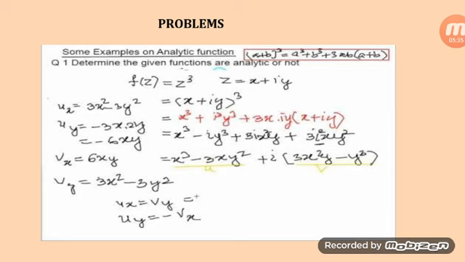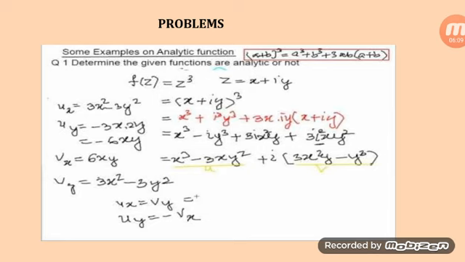How will you write z? x plus iy. If you substitute x plus iy the whole cube, you can expand it by the (a plus b) cube formula, and from that you can split the u value as well as the v value. So u is x cube minus 3x y square, plus i times (3x square y minus y cube). So now we can take u as the real part and v as the imaginary part.